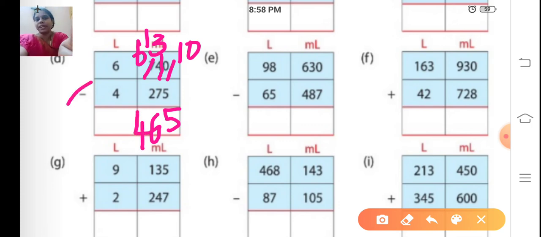Just see the symbol. If it is a minus, you have to subtract. 6 minus 4. After 4: 5, 6. So the answer is 2 liter 465 milliliter. How to do this first?